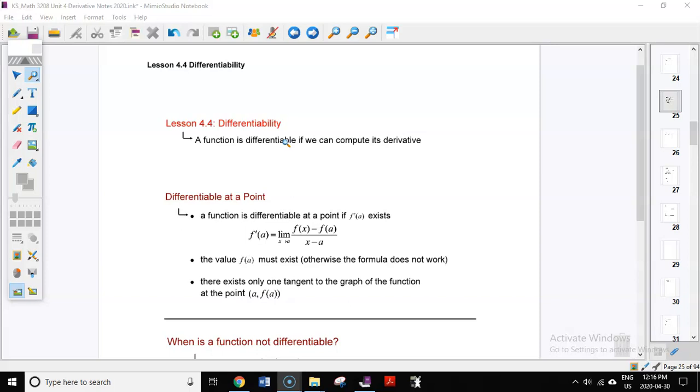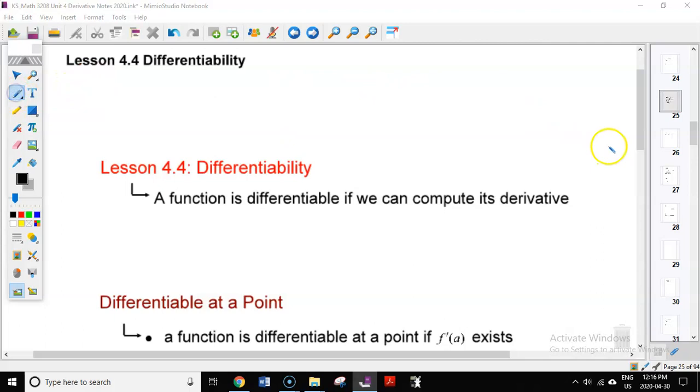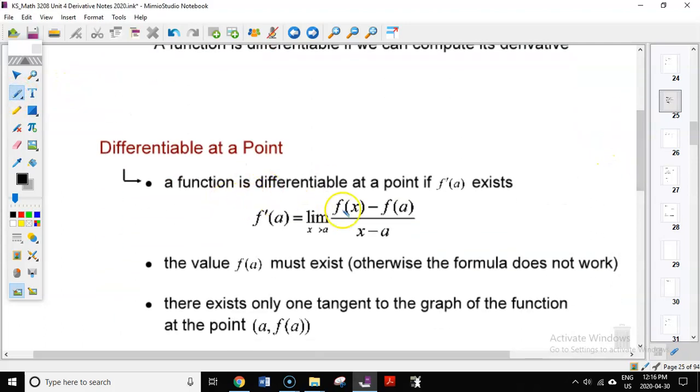So lesson 4.4, differentiability, essentially has a lot of similarities to the continuity section, where basically we have to show if a function is differentiable or not at a point. So first off, we had to be able to get the derivative. So algebraically, if we can get the derivative, then that's the first step. Right, so you use your derivative rules, see if the derivative exists.